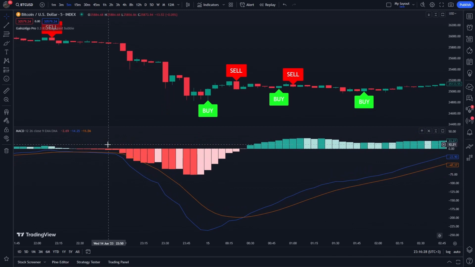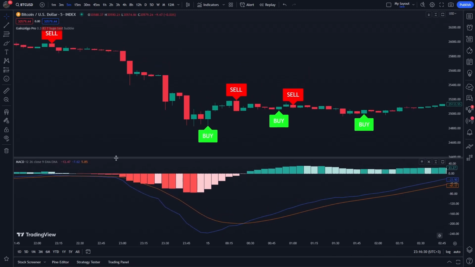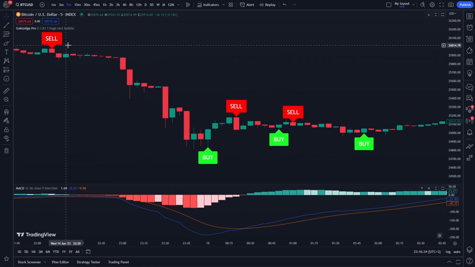But something like MACD, for example, can actually get you in a lot of trouble, because here the market, as you can see, fell, and then it kind of consolidated, and it didn't really go anywhere, right?